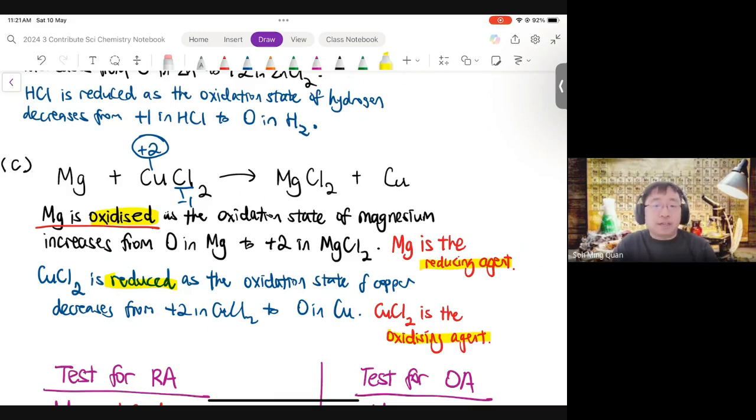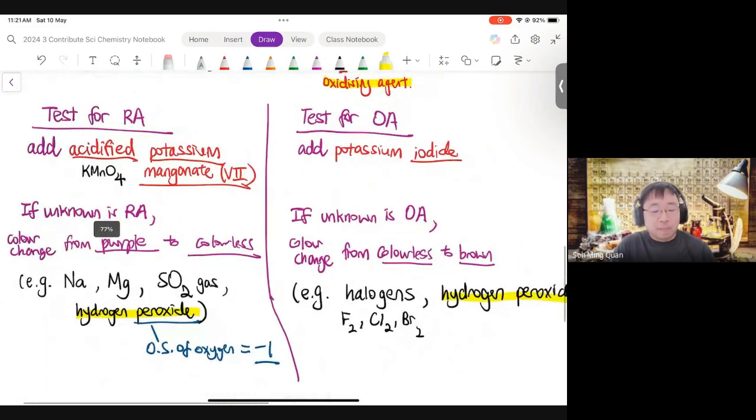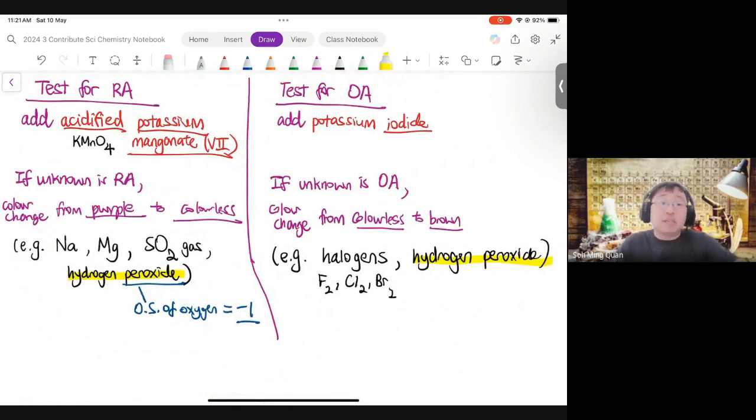And now we are ending off the lesson by going through the laboratory test to tell if an unknown substance is a reducing agent or oxidizing agent. You must know that acidified potassium manganate 7, KMnO4, is a test to see whether the substance is a reducing agent or not. The test to see whether something is an oxidizing agent is to add potassium iodide solution to it. Some examples of reducing and oxidizing agents are shown there. Something interesting, which is also in your notes, is that hydrogen peroxide is both a reducing and oxidizing agent. It just depends on what it reacts with.